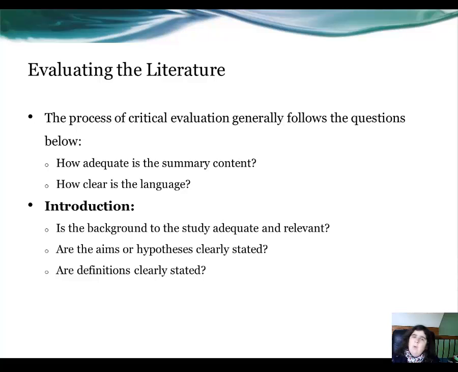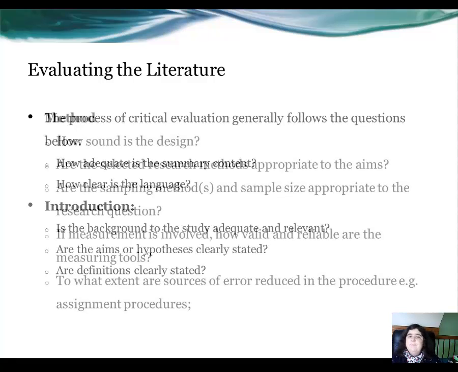And the next couple of slides actually pose some questions that I want you to think about whilst you're evaluating the literature. In the introduction, to know whether or not it's a worthwhile article, it should always have some element of background to the study, identification of the aims and hypotheses or objectives, and definitions should be clearly stated. And this should be helping you to formulate your own introduction to your thesis or to your plan.